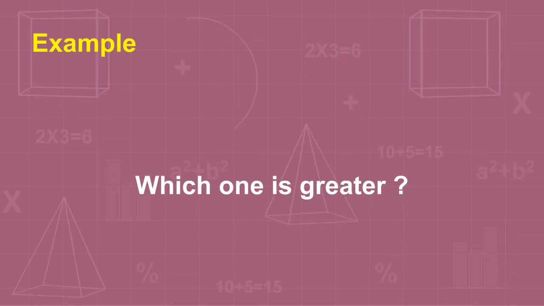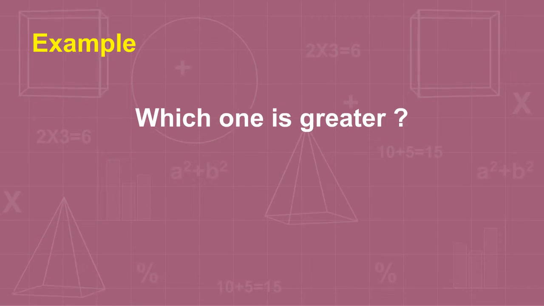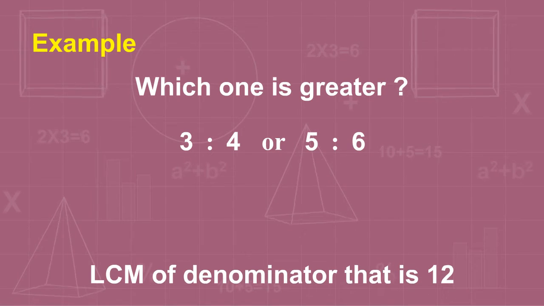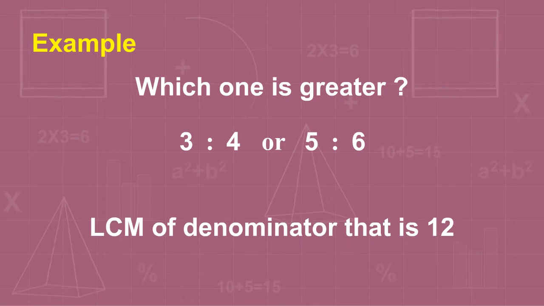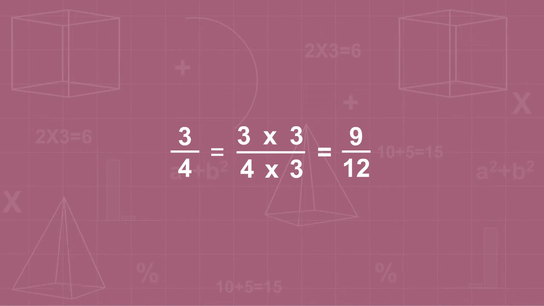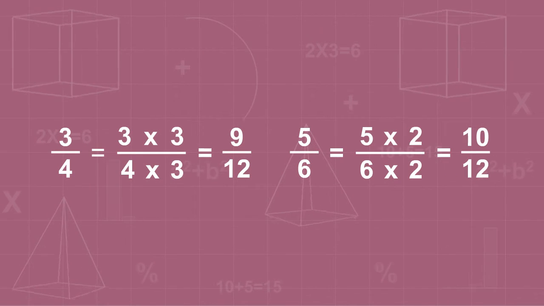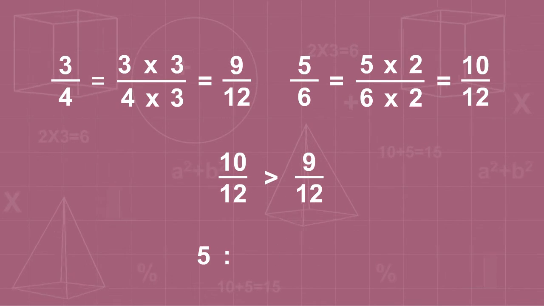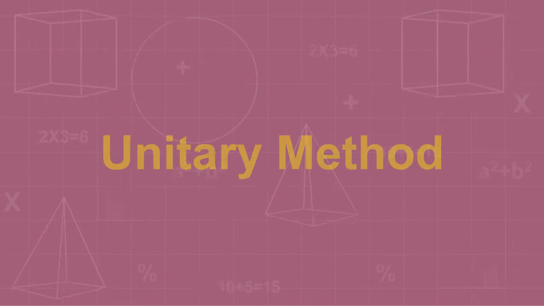Rita, let's find which of the two ratios is greater, 3:4 or 5:6. First, find the LCM of the denominators, that is 12. Convert these fractions into like fractions by multiplying numerator and denominator of the first fraction by 3 and the second fraction by 2. We see that 10/12 is greater than 9/12. So 5:6 is greater than 3:4.